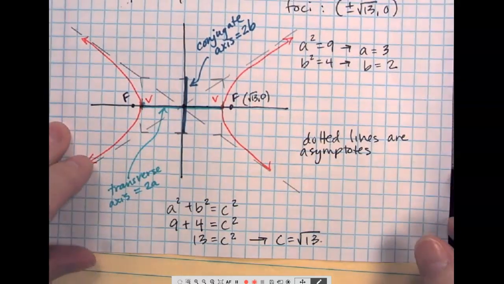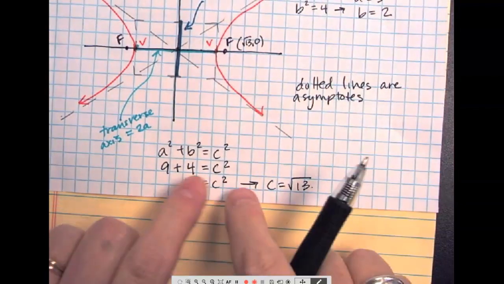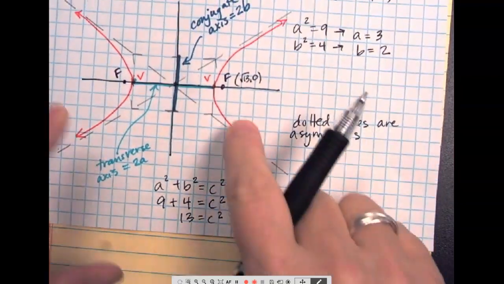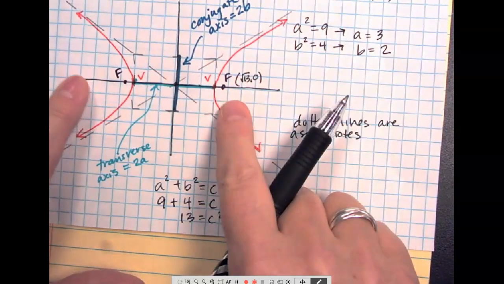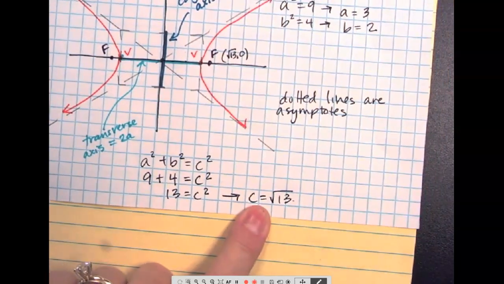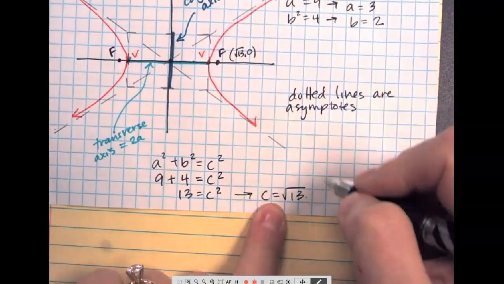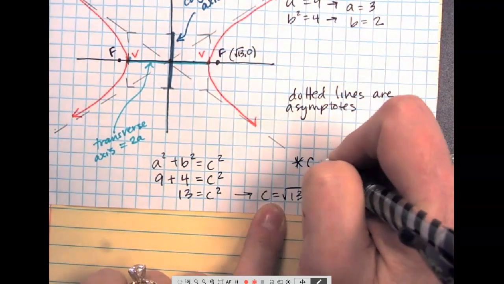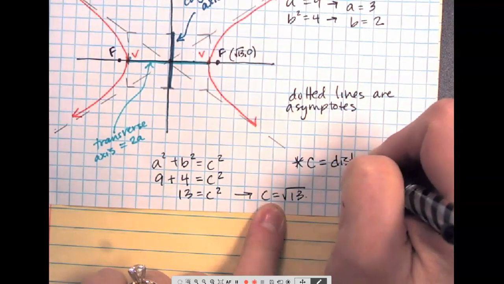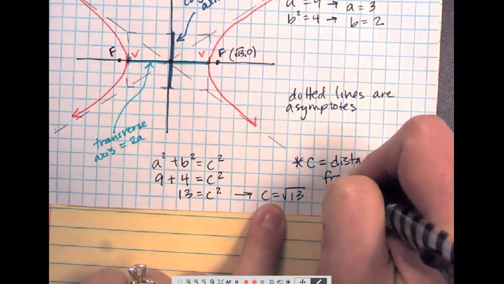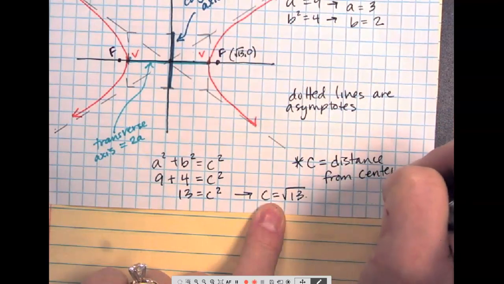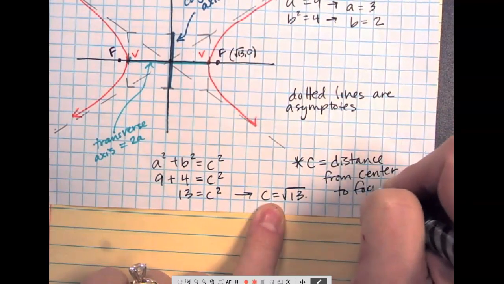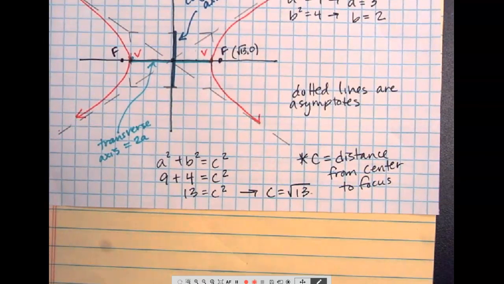Alright, are we good there? Alright, I used c down here but I didn't really talk about c in depth. Let's make a note that c is the distance from center to a focus, which was the same thing c represented in the ellipse. Okay, lots of different pieces and parts going on there.